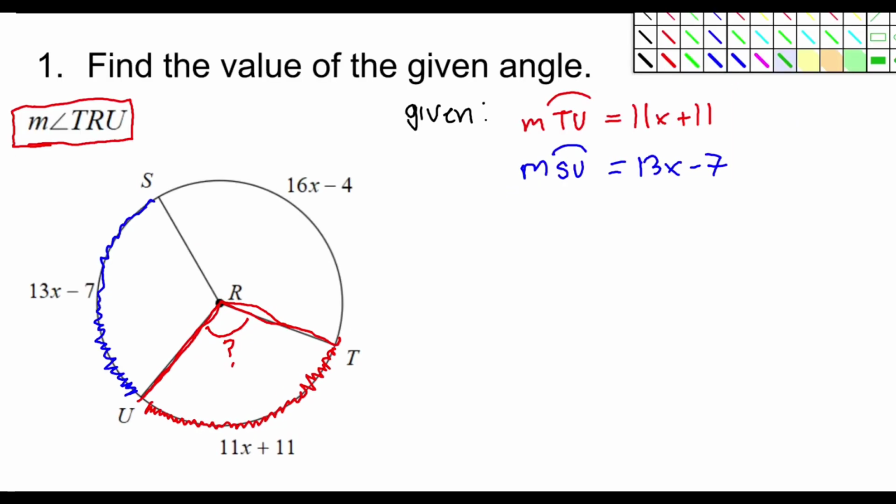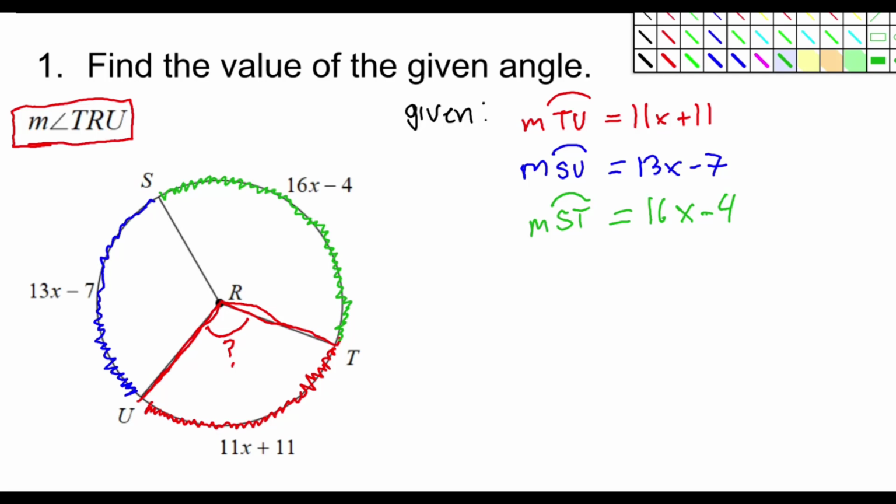And I'm going to do one more. This little green arc over here, I know the value of that arc. The measure of that arc is going to be 16x minus 4. So let's write that. The measure of arc ST is equal to 16x minus 4. Perfect.